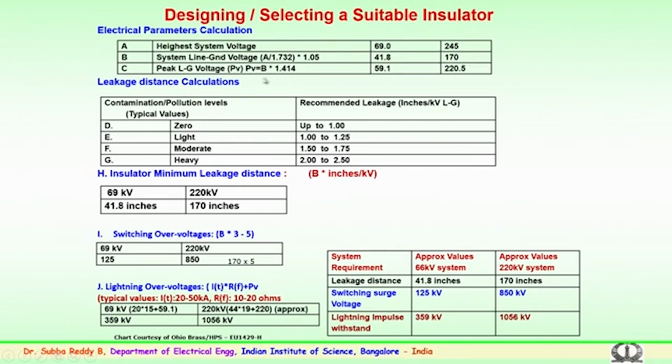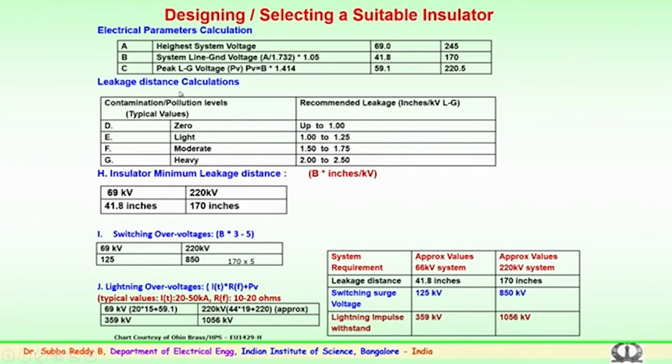Further, the peak of line to ground voltage is nothing but the value which you have got, 170, into root 2, that is 1.414, which gives you 220.5 as the number which you obtain for line to ground. So, this is how the electrical parameters are calculated.